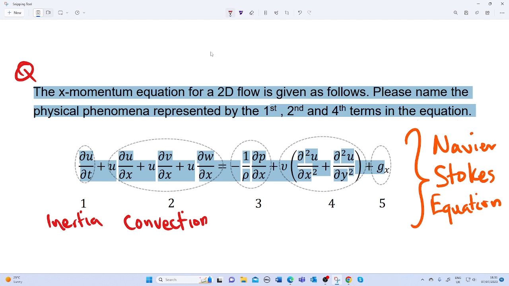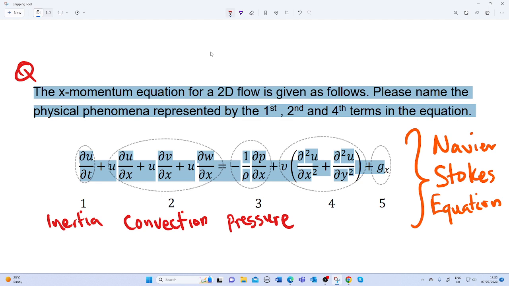The third physical phenomenon, which is number 3, is pressure variation. This term represents the pressure gradient force in the x direction. It accounts for the change in pressure with respect to the x coordinate. The negative sign indicates that the force acts in the opposite direction of the increasing pressure, causing the fluid to flow from the higher pressure regions to the lower pressure regions.